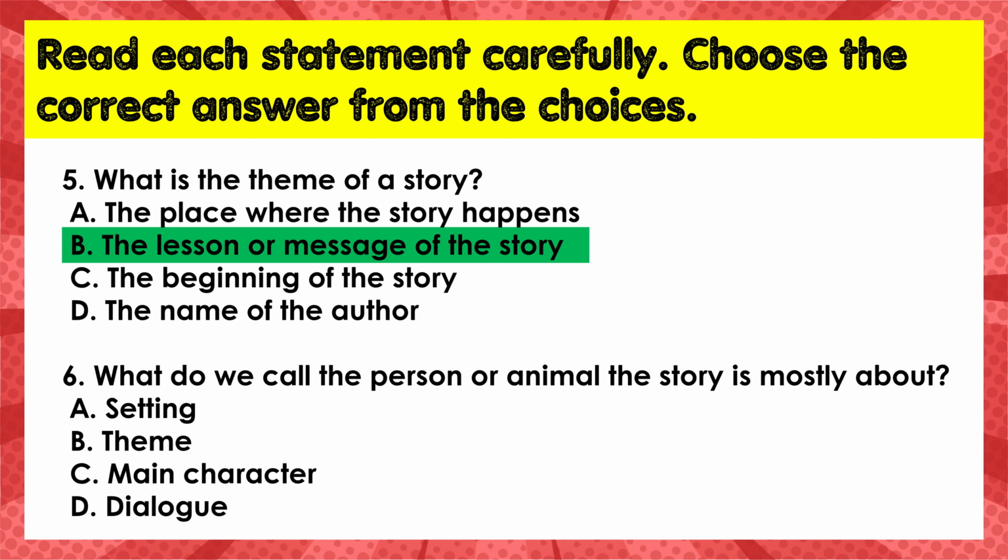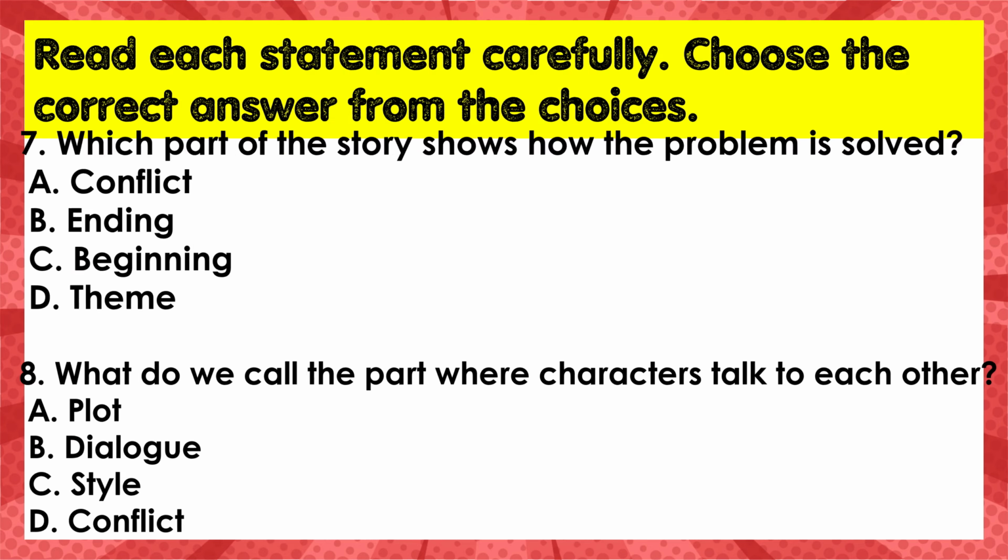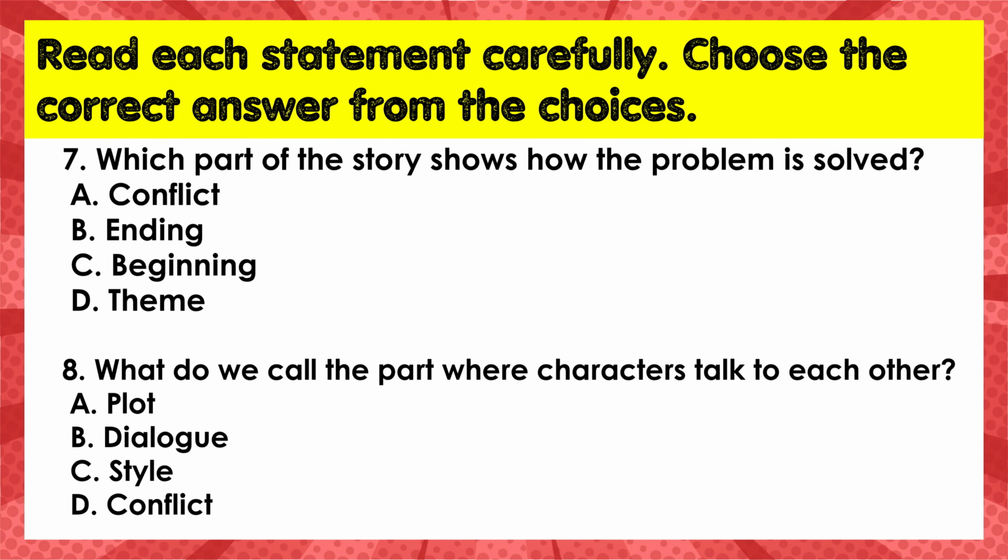Number 6. What do we call the person or animal the story is mostly about? The answer is letter C. Main character. Number 7. Which part of the story shows how the problem is solved? The answer is letter B. Ending. Number 8. What do we call the part where characters talk to each other? The answer is letter B. Dialogue.